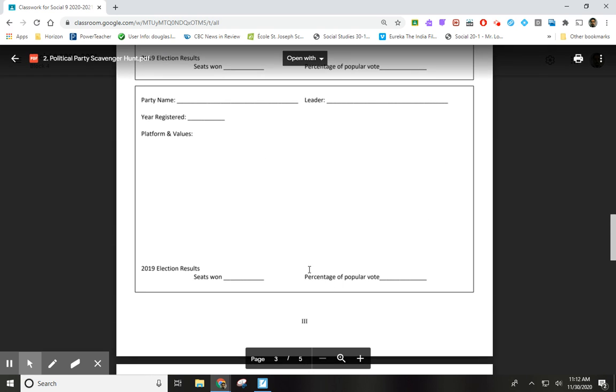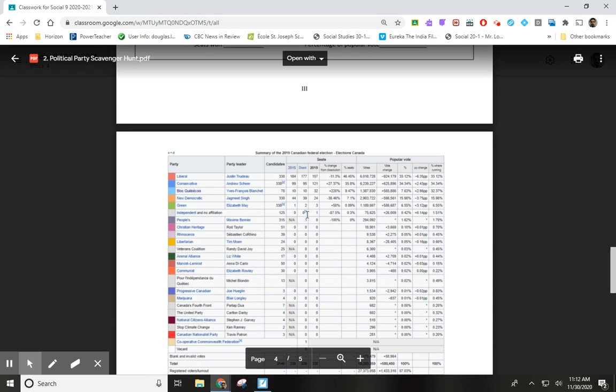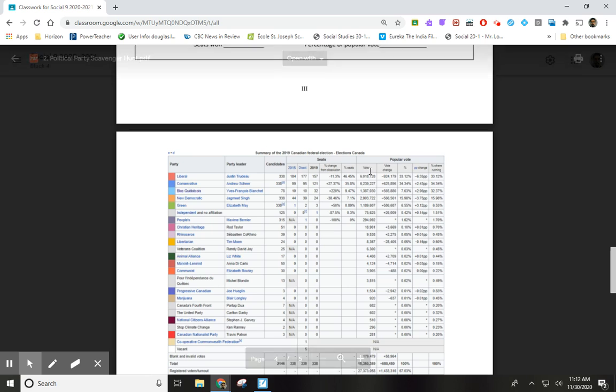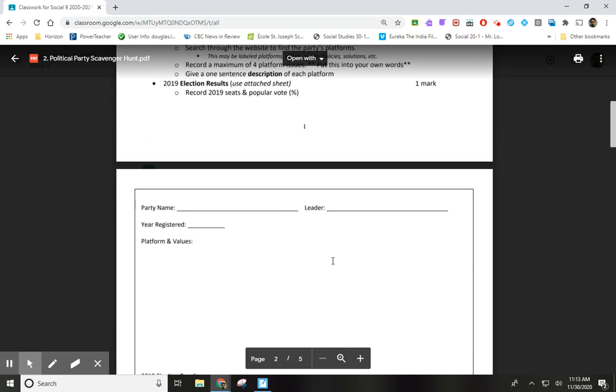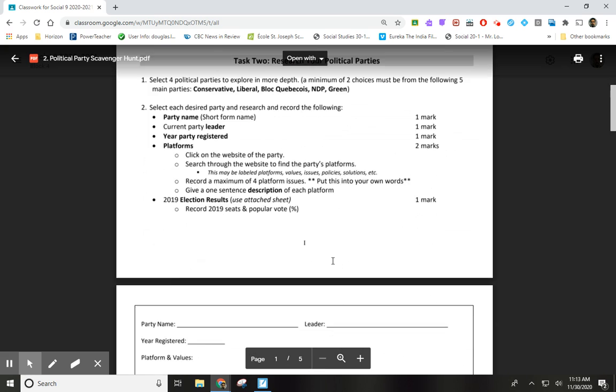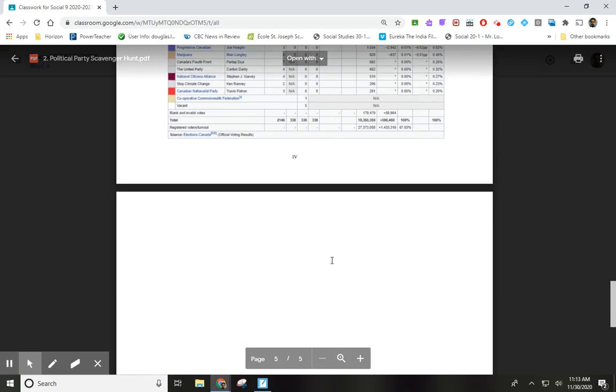Okay. And then it says percentage of popular vote. You'll look at right here, right there. That's the percentage. So Liberals got 33%, Conservatives 34%, New Democrats 15%, etc. You'll see that stat right there. I think that's it. So yes, you'll be working on this.